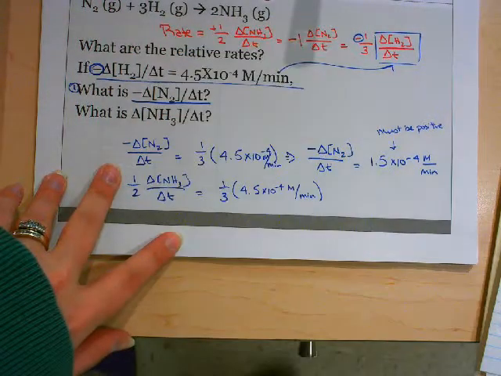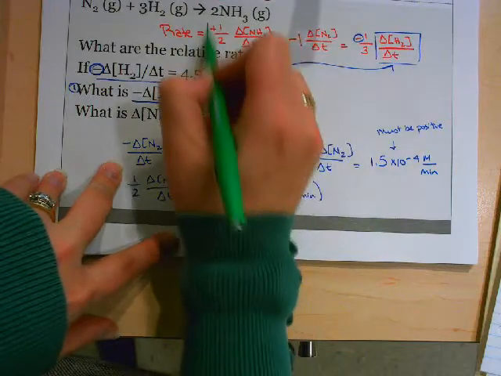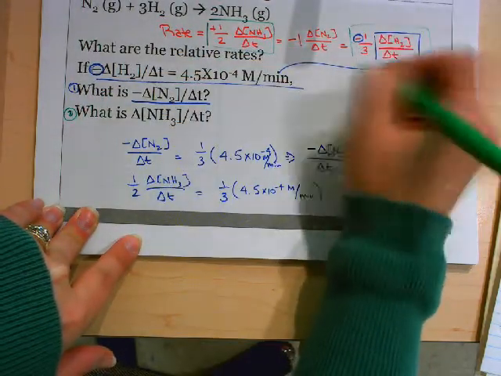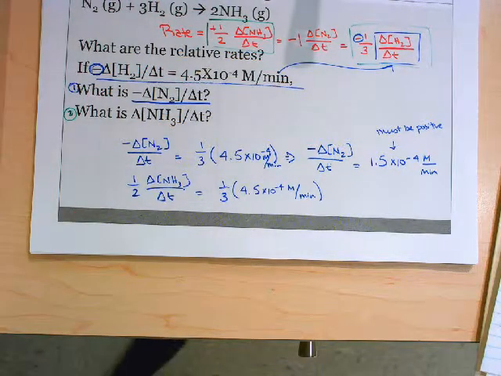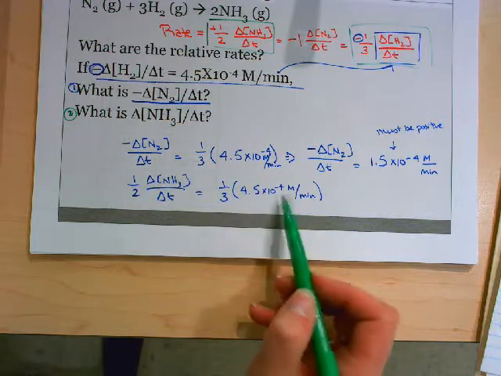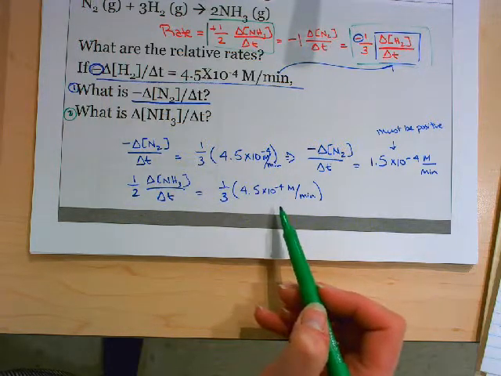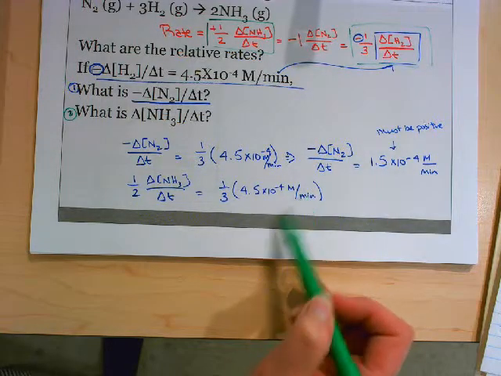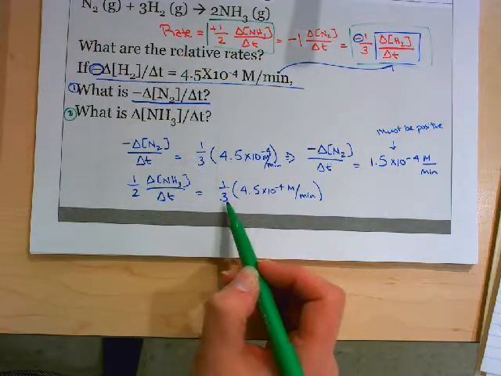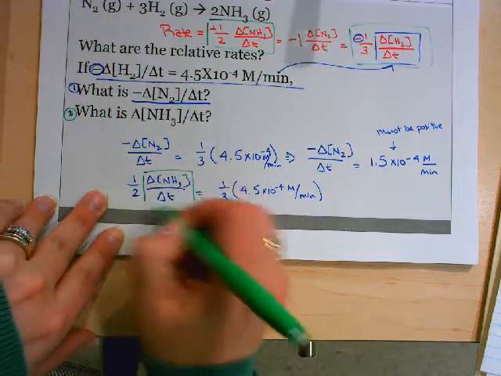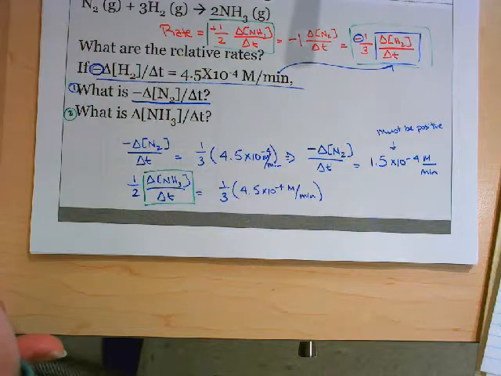So I'm using, for number 2, I'm comparing this to that. Alright, so 1/2 of the thing I want equals 1/3 of the thing I know. The same thing about the negative signs, they're going to cancel out. Now this is a positive value, so you're going to take 1/3 of it, and then what? How do I get this by itself? Multiply by 2.